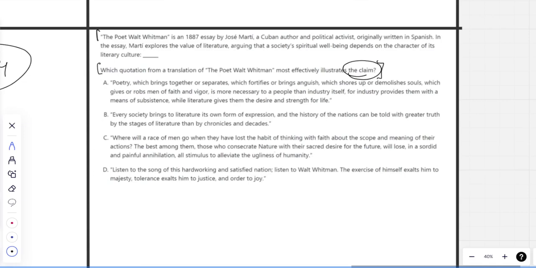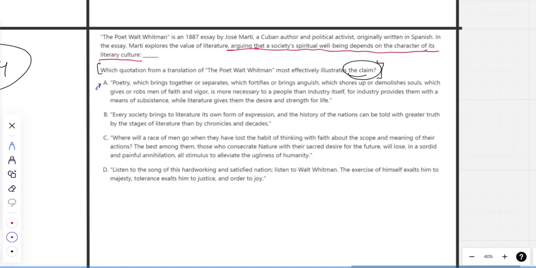So it says the poet Walt Whitman is an 1887 essay by Jose Marti, a Cuban author and political activist, written in Spanish. In the essay, Marti explores the value of literature, arguing, okay, I see the word arguing, that's definitely going to be our claim, that a society's spiritual well-being depends on the character of its literary culture. And we want a supporting detail that explains this. So we can just do a process of elimination here.